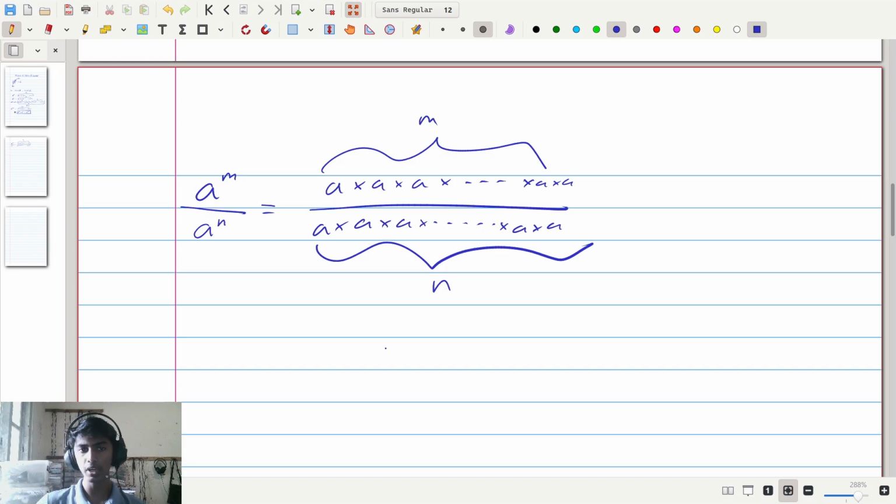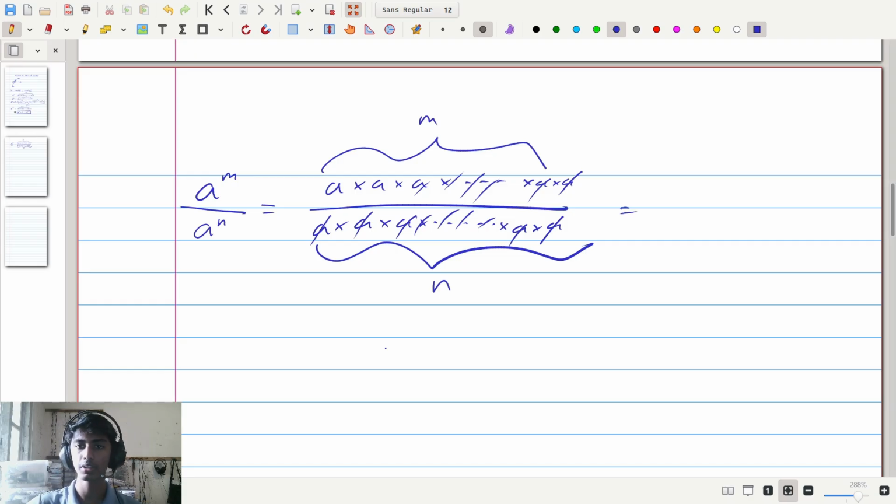So let's consider two cases here. If m is greater than n, that means there are more a's on the top than a's on the bottom, meaning we can cancel some of them out. If we start cancelling a's like this, we'll be left on top with a certain number of a's. If m is greater than n, all the a's in the denominator can be cut, leaving some a's behind. How many a's are left behind?